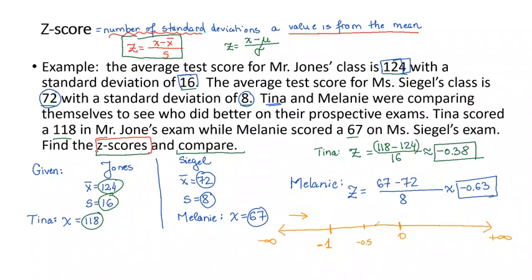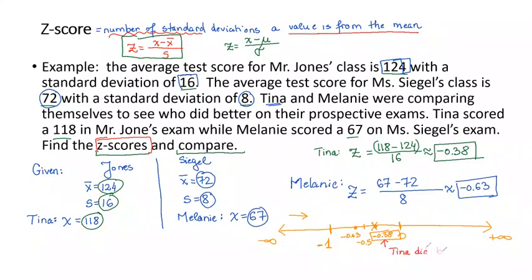I see Tina's score, which is, let's just assume I'm estimating here, somewhere around here. And I have Melanie's score, which is somewhere around here. So the one that is actually larger is this value, which is Tina. So the answer for this problem, based on comparing the z-scores, is Tina did better, okay?